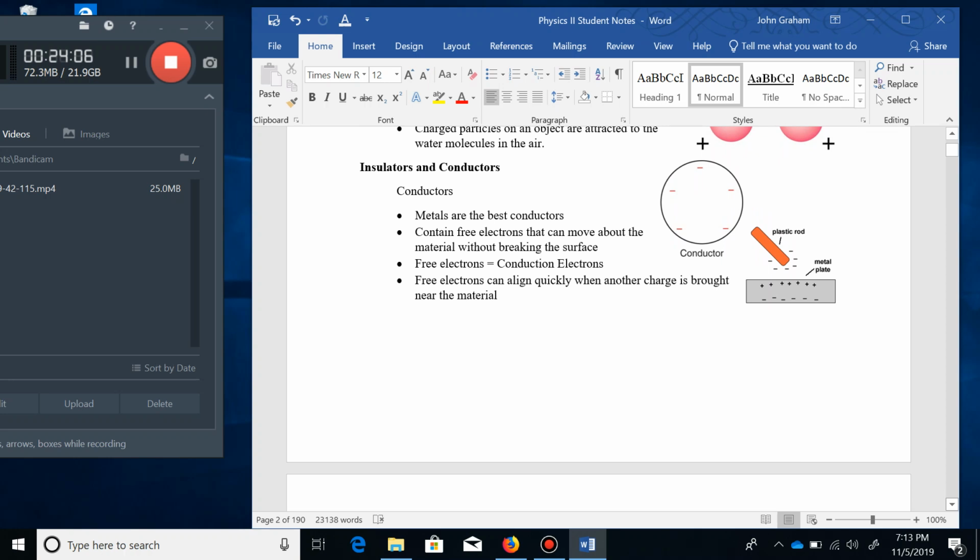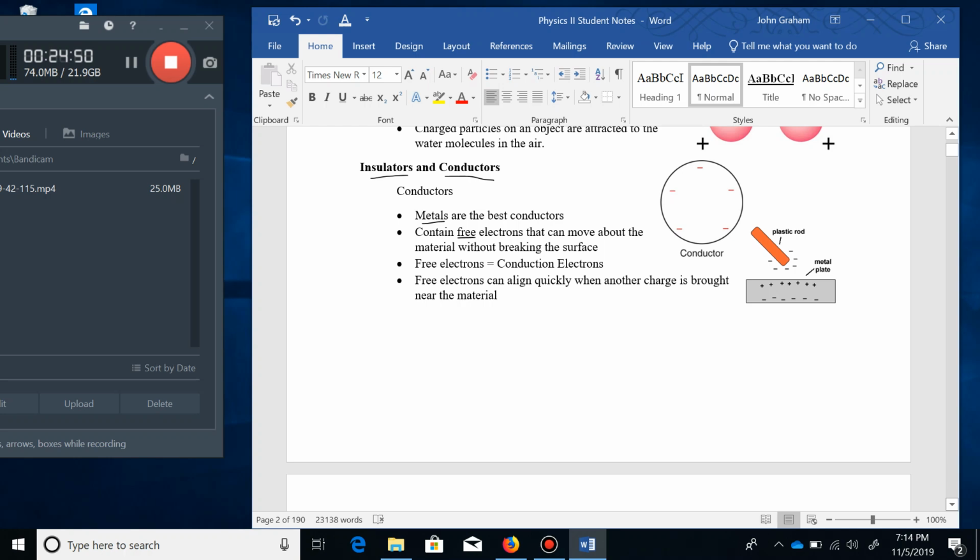Right. Now, since we're talking about contact and conducting, we want to go into a little bit of the difference between a conductor and an insulator. Conductors are usually metal, and they usually contain free electrons. These are electrons that are more loose and on the surface of the metal, and they can move around, but they can't break away from the surface.